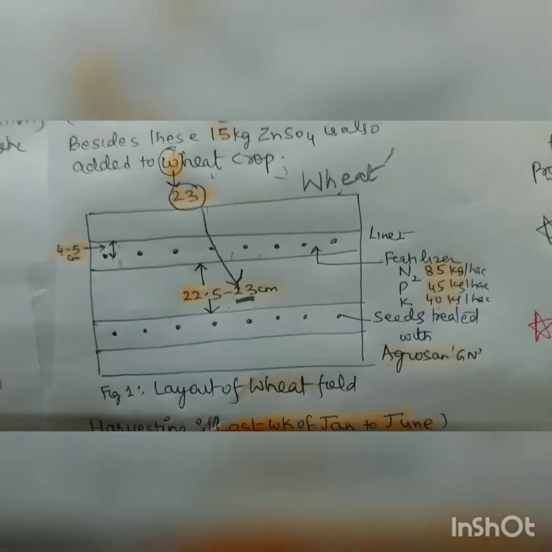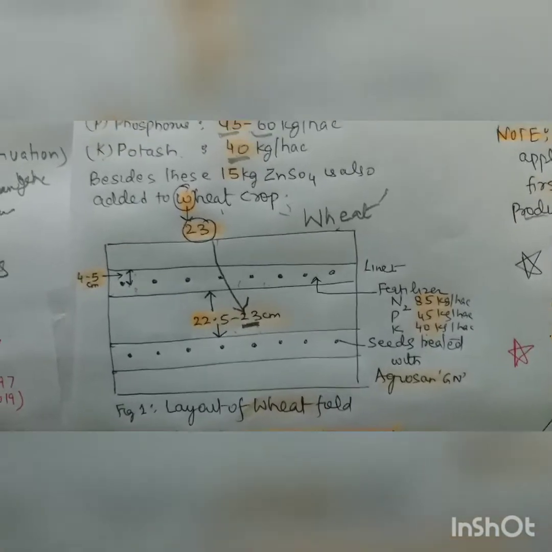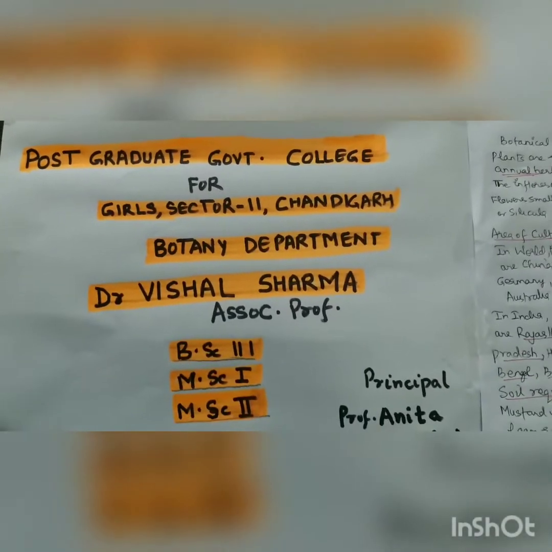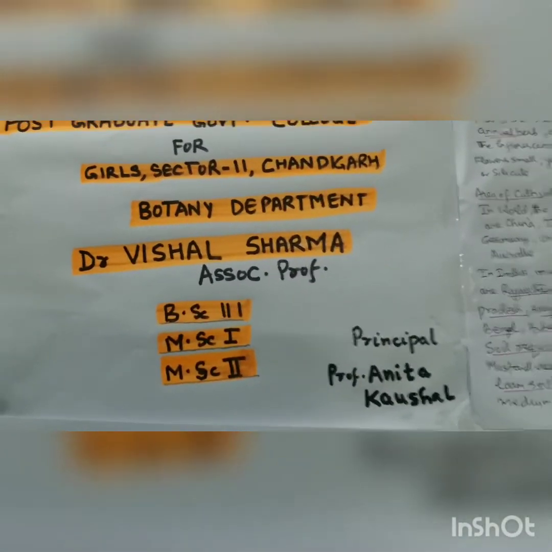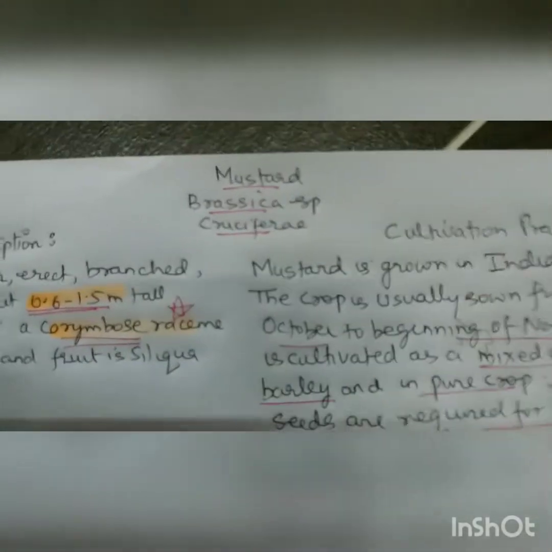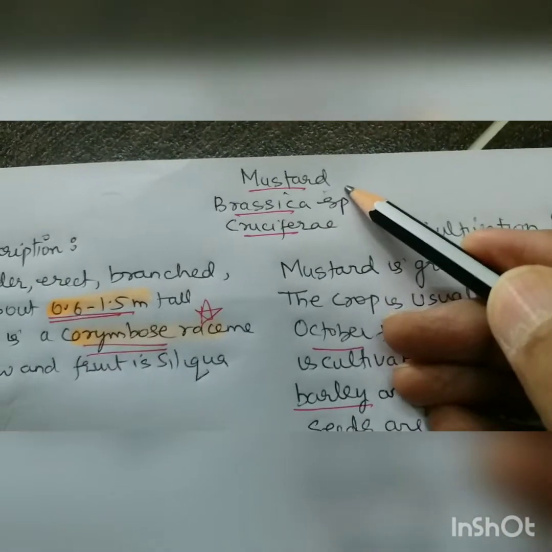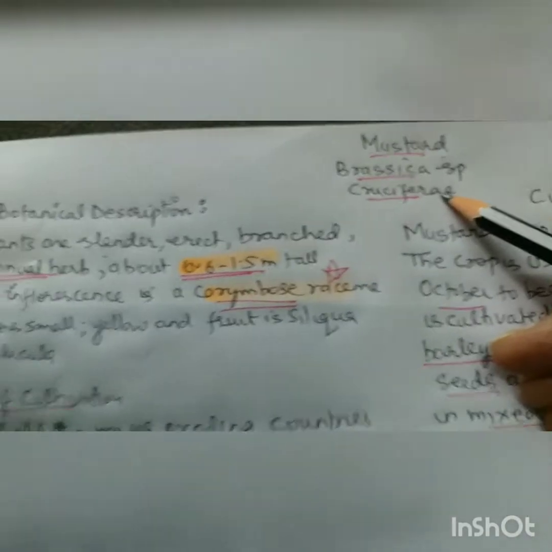So stay with me. I will be back for the cultivation of mustard. Welcome back. Now I will wind up today's very important lecture. I will take mustard. The botanical name is Brassica. A lot of Brassicas are there, Brassica campestris, and the family is Cruciferae.